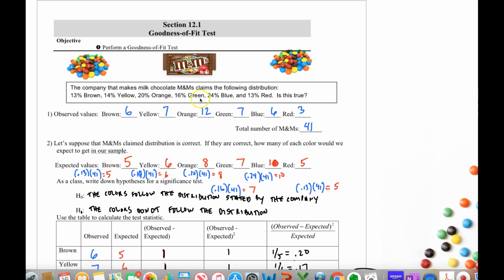In this situation, imagine you have a bag of chocolate M&Ms, and we know that the company says that the colors are distributed in this way: 13%, 14%, 20%, 16%, 24%, 13% red. Is this true? Well, how would we know it's true? We would have to test it out.